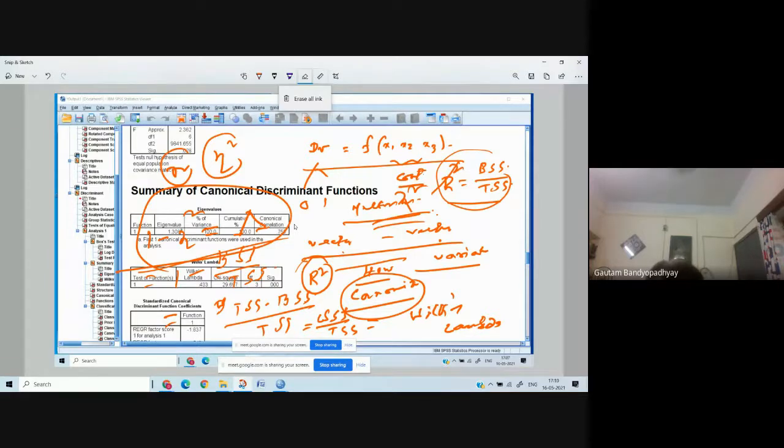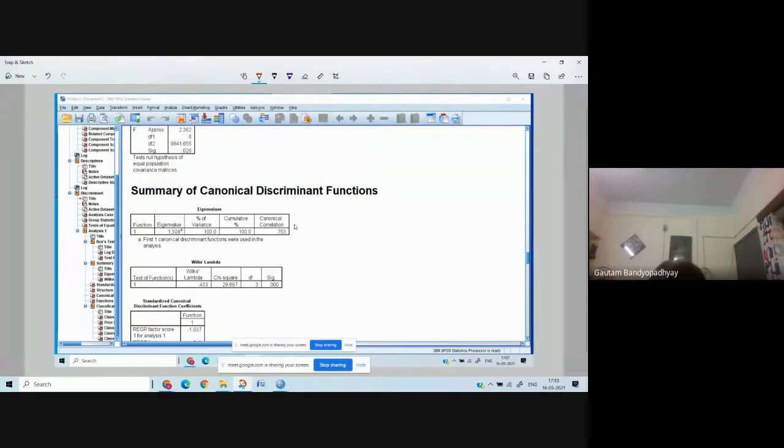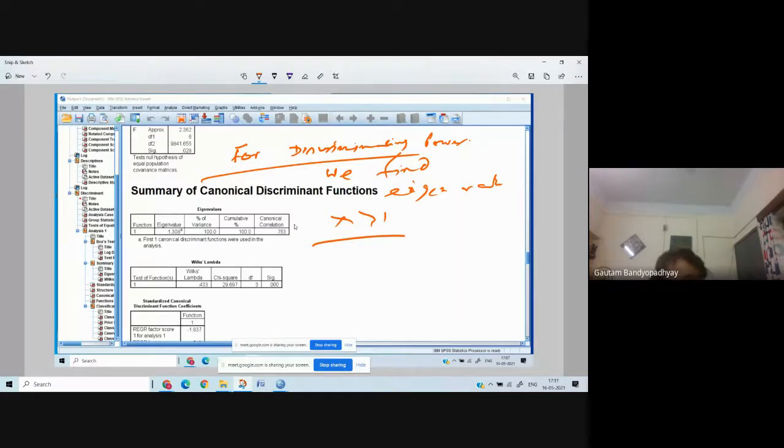Now come to the next one. For discriminating power, which is very, very important, we find the eigenvalue. Question is why? Because the number of eigenvalues more than 1 tells the number of groups to be formed. How many eigenvalues are more than 1? The same is the discriminating power.